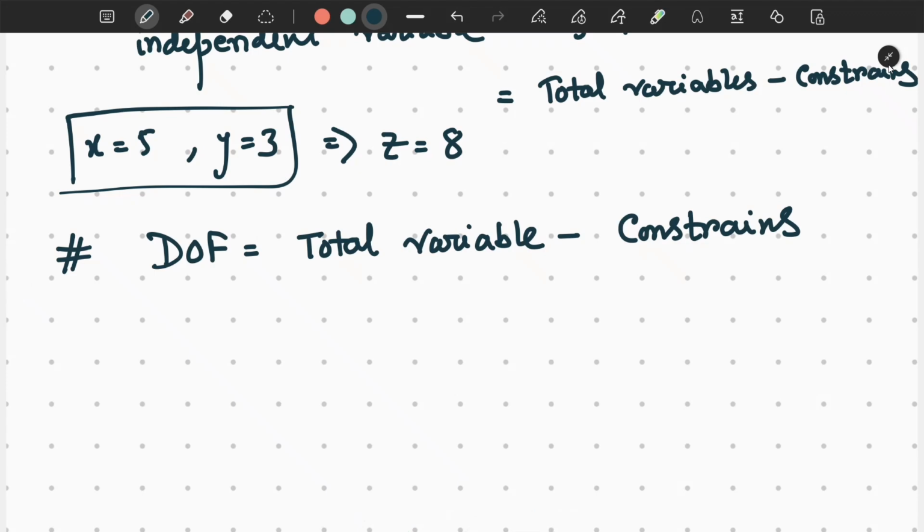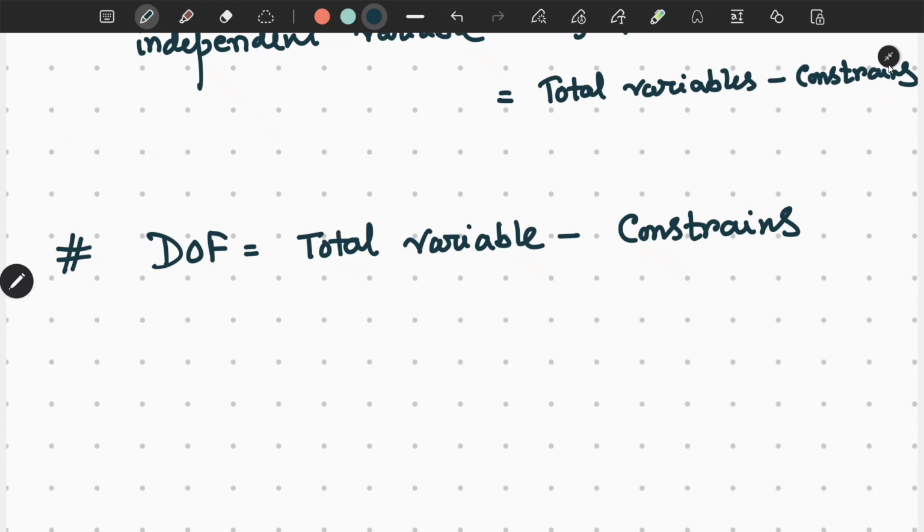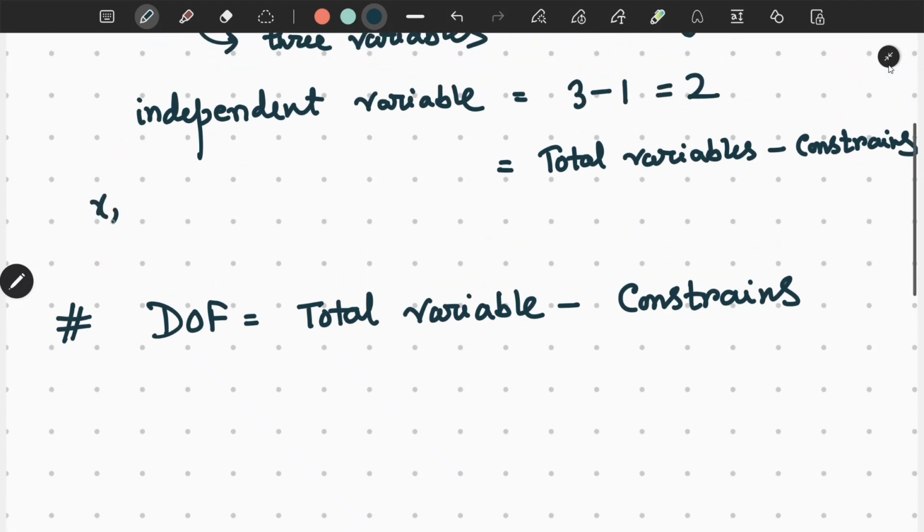Two I can select as I want. If there are two constraints, then there will be one degree of freedom. If I have three variables, I can choose any two, x and z for example. That is not mentioned here, you can choose any two. If you choose x and z, then obviously y will be fixed automatically. That's why it's called degrees of freedom, because it's up to you which two you choose. You have two parameters to choose, that's why degrees of freedom is two.